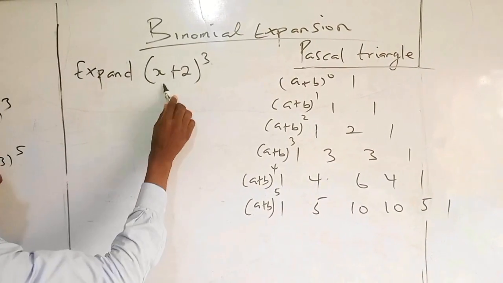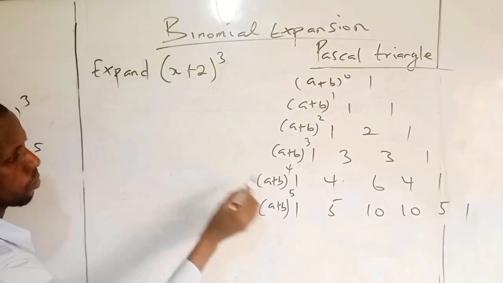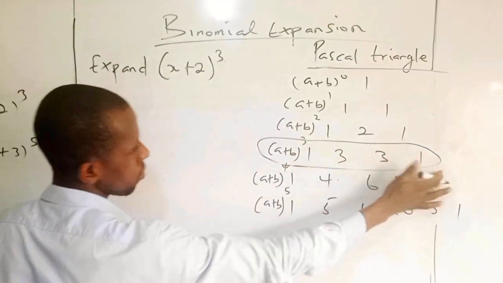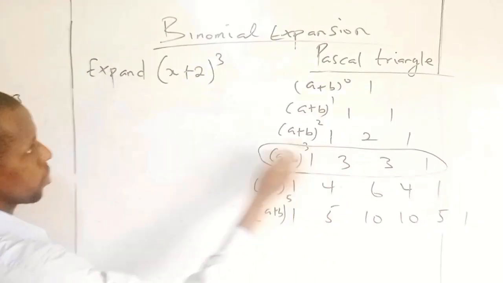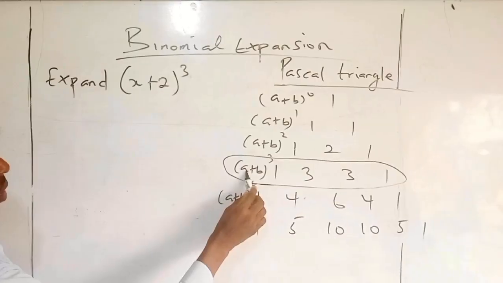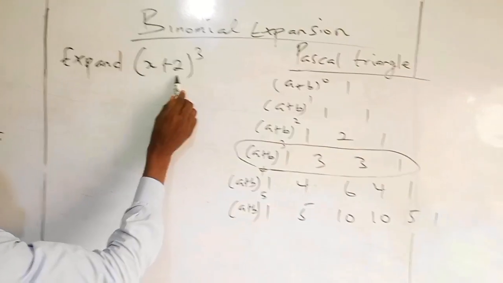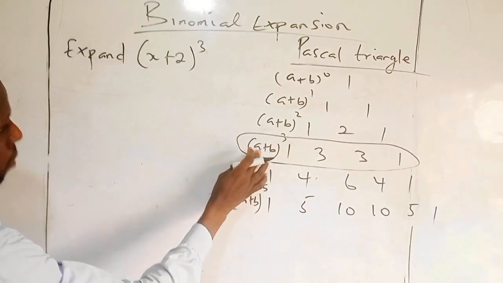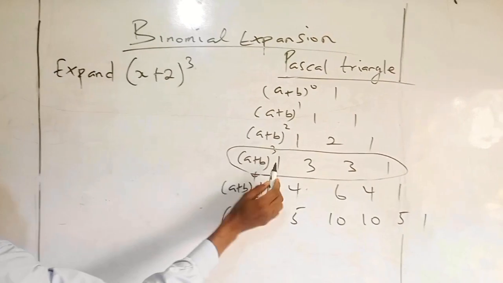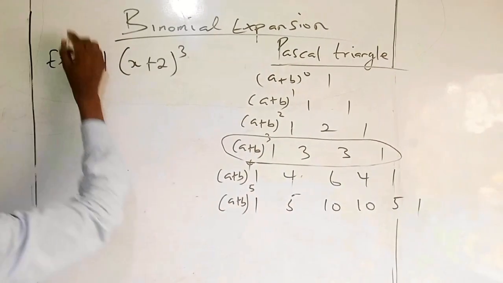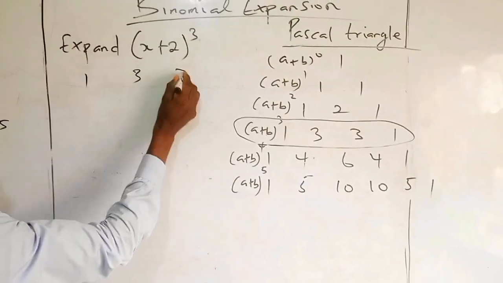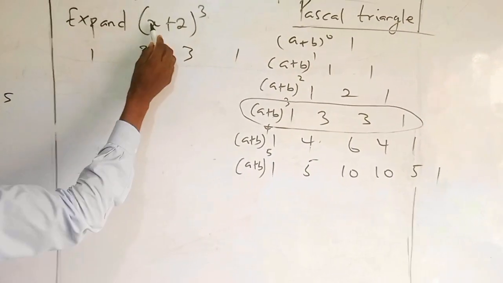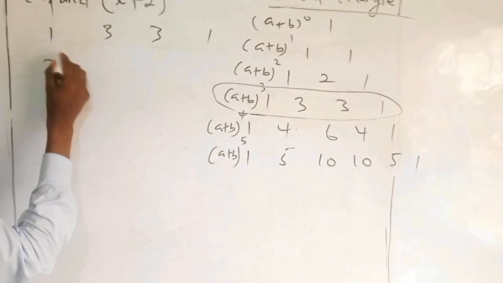Now, when we look at (x plus 2) to power 3, it falls into the third row. So we make use of these coefficients to solve it. So (a plus b) to the nth power, where n is 3. The coefficients we are using are 1, 3, 3, 1, and we are multiplying with these. So we have x to power 3.